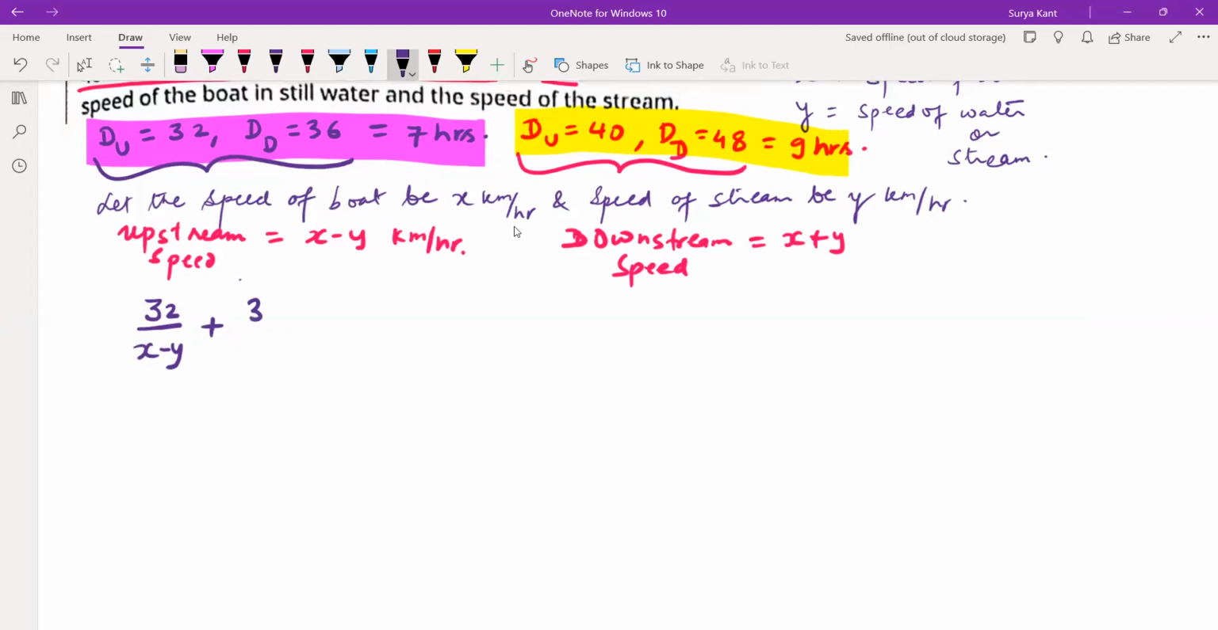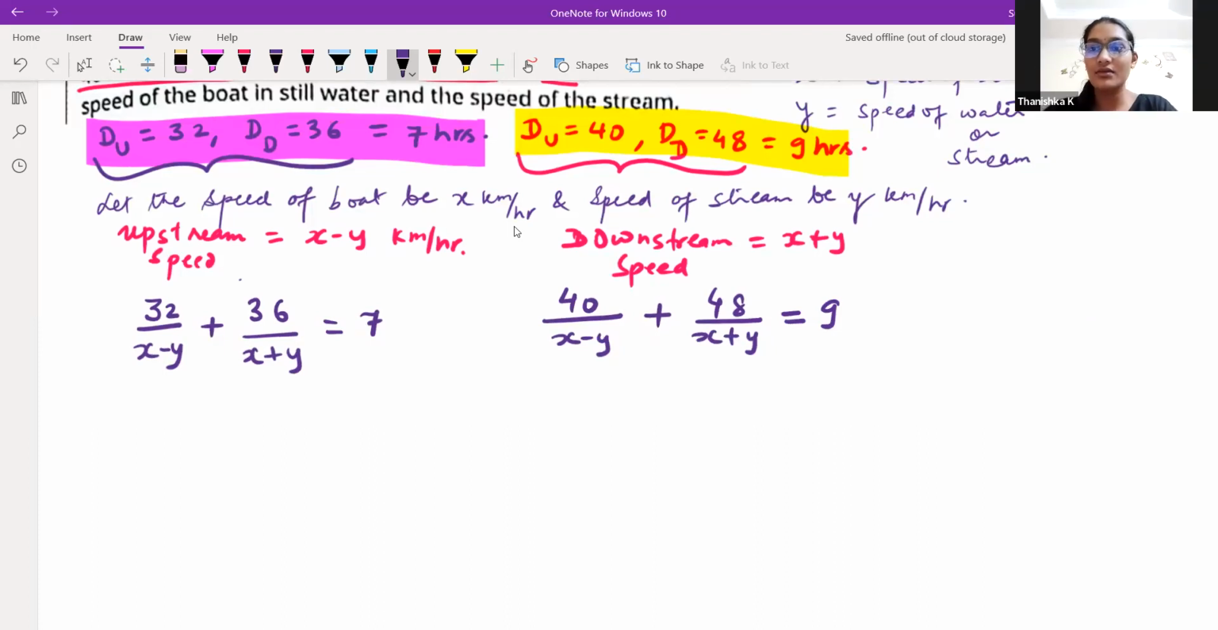Plus 36 divided by x plus y is equal to what? 7. In the second equation, what we have to do here is 40 divided by x minus y plus 48 divided by x plus y is equal to 9. Is it clear to everyone? Yes, sir. Does anyone know how to solve these two equations?